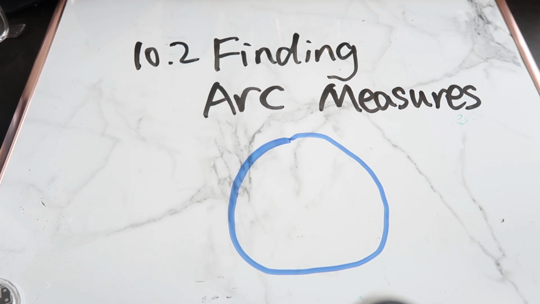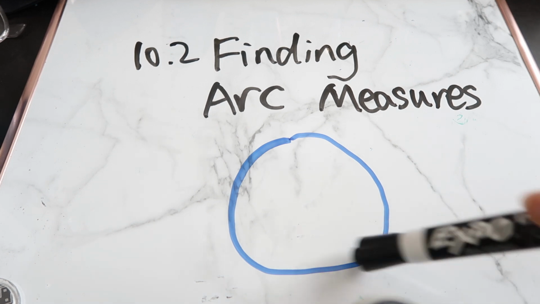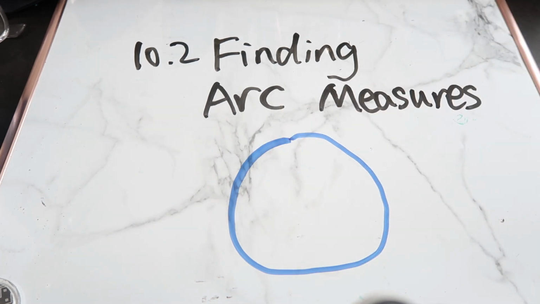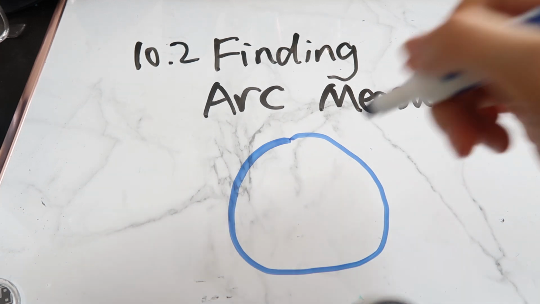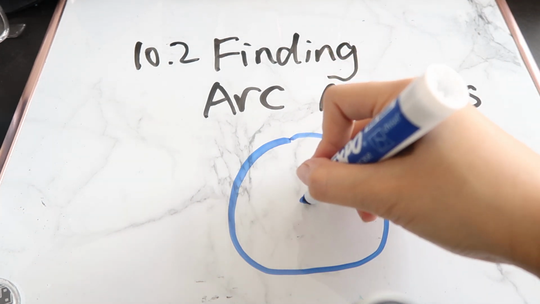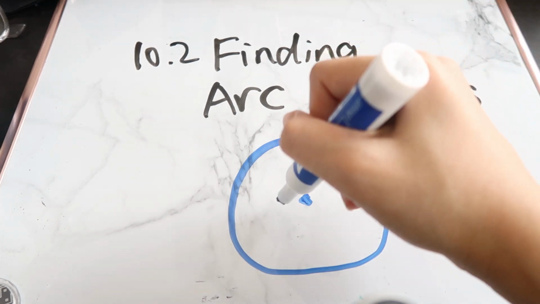Today we're doing 10.2, finding arc measures, and please try to watch this video through the end because it actually covers a lot of different concepts. So let's start by having a circle down in your notebook. Then we'll start drawing the center point. So let's say here we have center P.